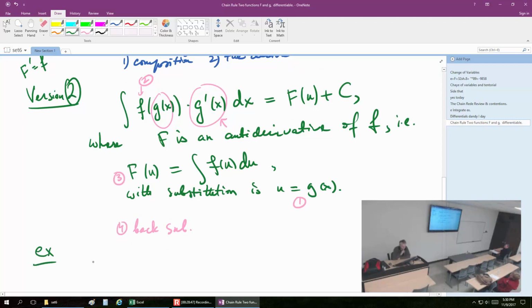So once again, we're not trying to integrate too early. This step is delayed. We don't try to guess what capital F is. So for example, we need to evaluate, say, okay, how about this one? The integral of e to the cosine x, times sine x, dx. It looks complicated. So what is the good news?